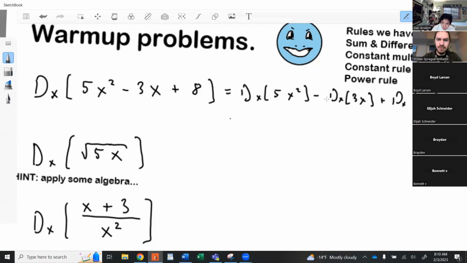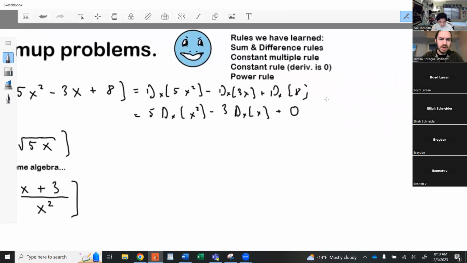So for each of these, we can pull out a constant multiple if we want to. We won't bother doing that with this one. This is just the derivative of 8. The derivative of 8 is 0, because the constant rule says that the derivative of any constant function is 0. So that's just 0, and then we just have to worry about the first two terms.